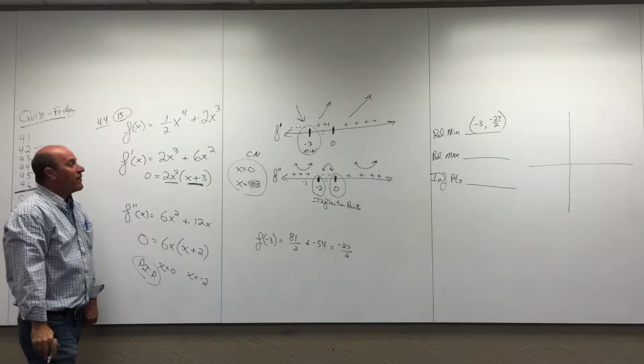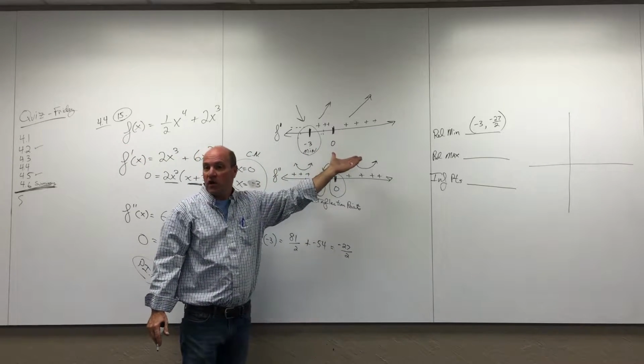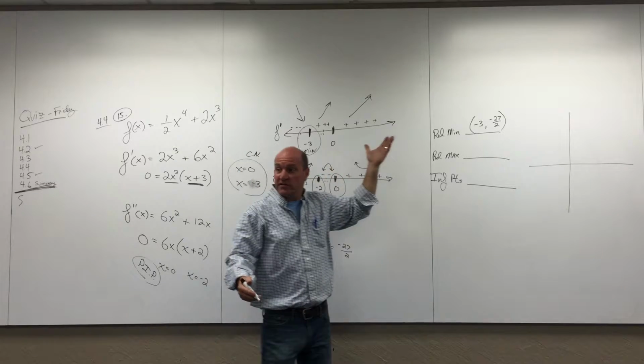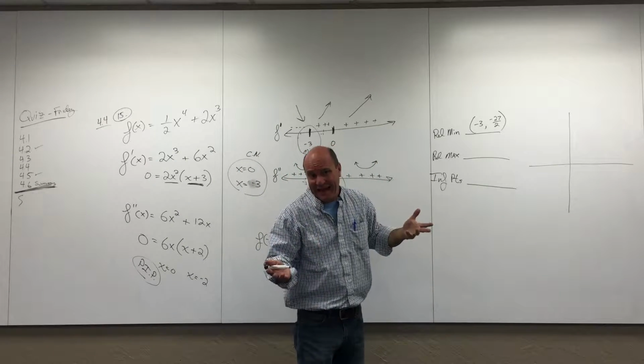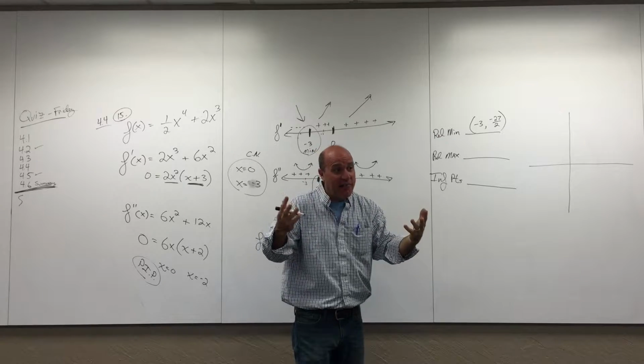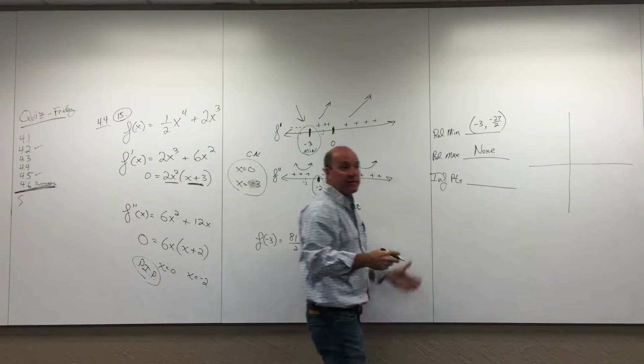All right, what about a relative max? Sometimes I ask you for stuff and we don't have any. Don't leave it blank, because then I don't know what you know. Write the word none. There are none. So you knew what you were doing.